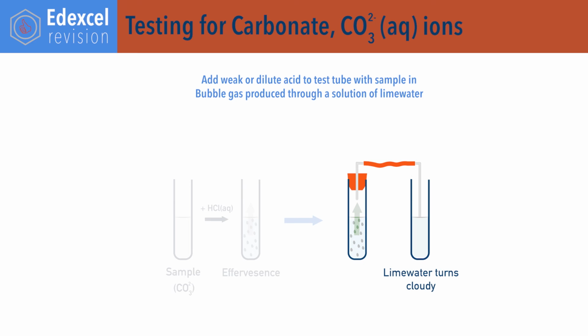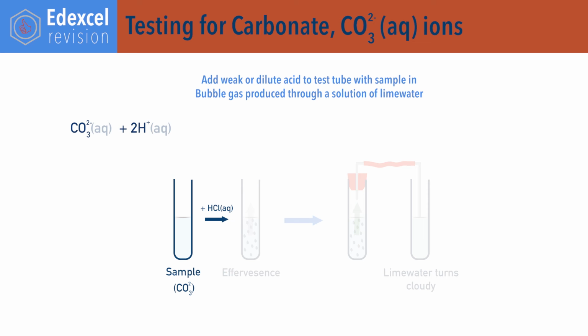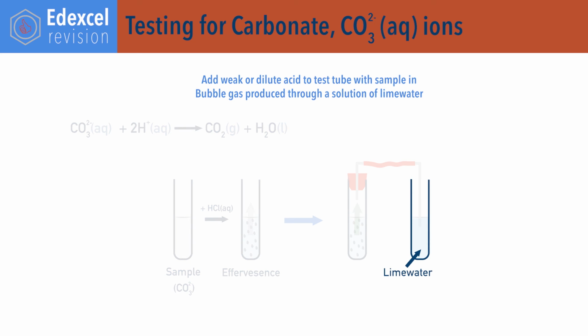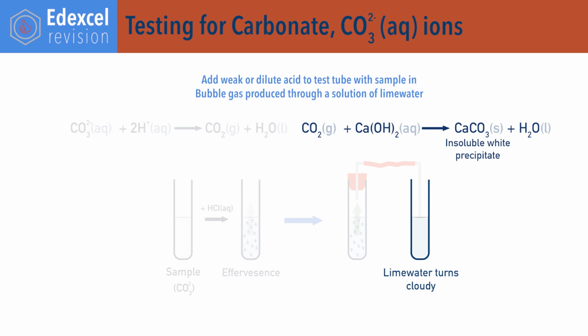This test works on the basis that the carbonate ions react with acid to form carbon dioxide and water. The carbon dioxide produced won't all be able to dissolve in water, and most will be released as a gas. Lime water contains calcium hydroxide that is colorless when dissolved in water. When this solution mixes with carbon dioxide, calcium carbonate, an insoluble white precipitate, gets formed, turning the solution from colorless to cloudy.